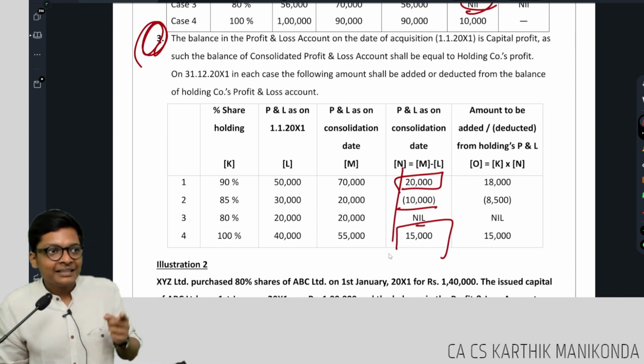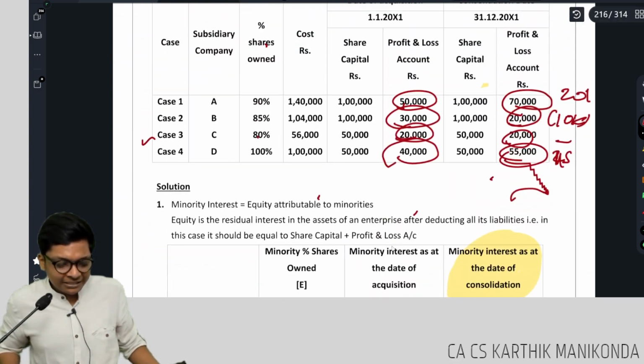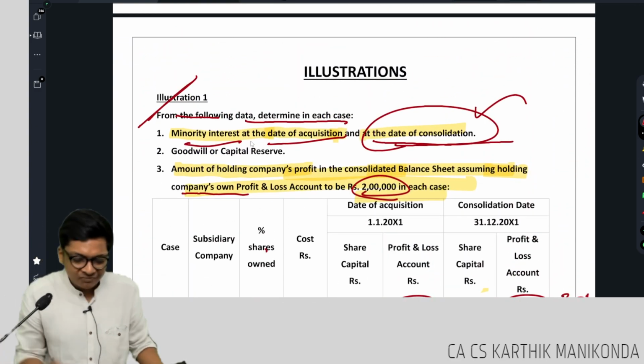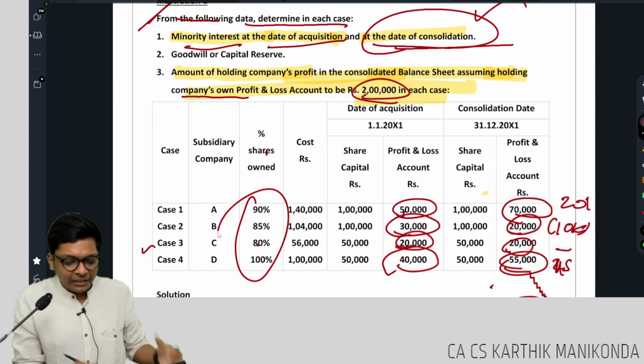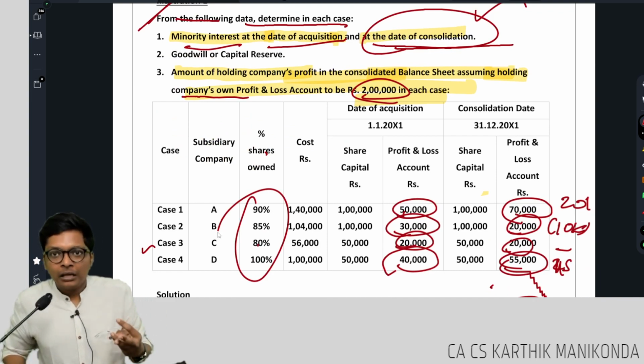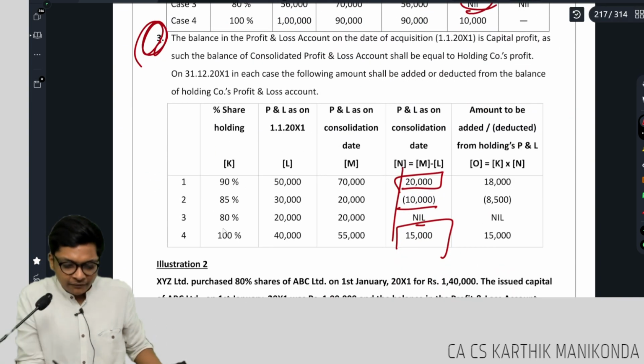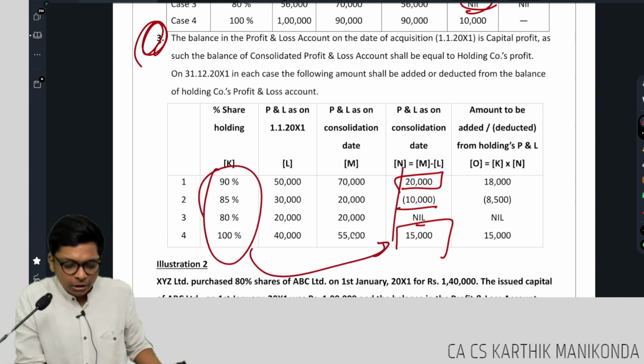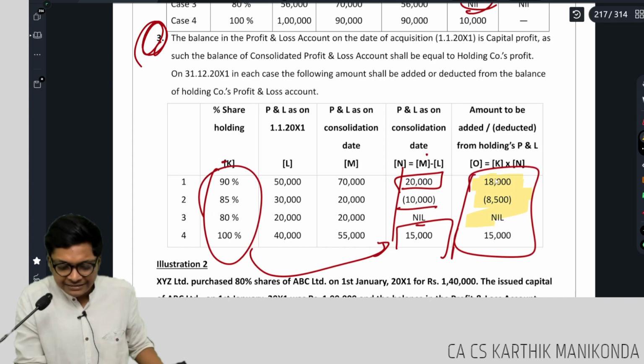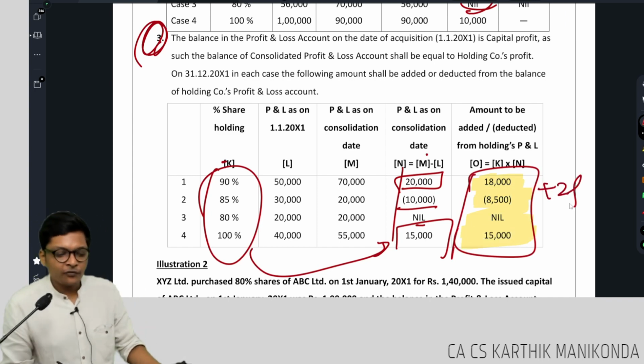What's my share? What is the holding percentage? In this question, the holding percentages given are 4, 90, 85, 80 and 100. I will multiply with those respective percentages. Column 1 and 2, 4 I will get. This is my answer. This I will add with what, guys? Plus 2 lakhs. Are you following, guys?